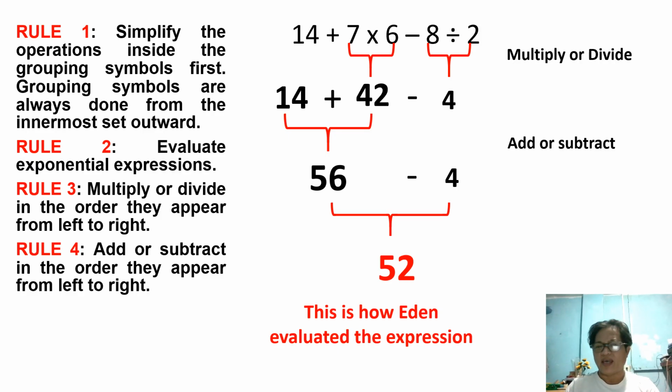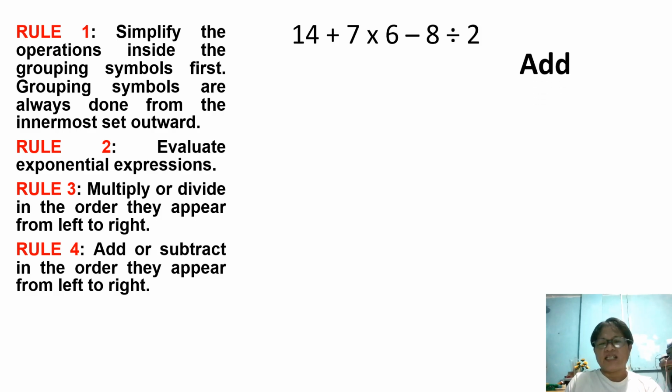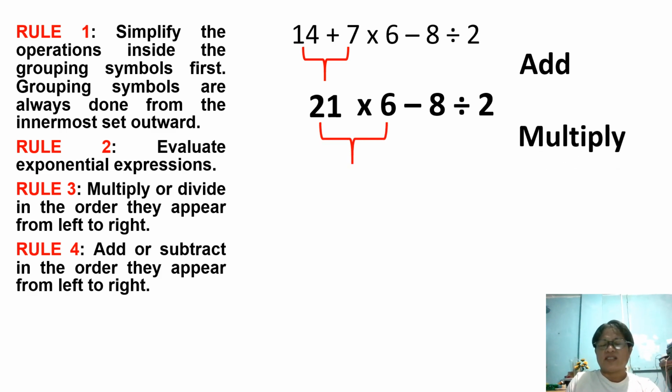Okay? Let us try to find out how Hazel solved the same expression. That is 14 plus 7 times 6 minus 8 divided by 2. What she did was, first she added 14 plus 7, which is equal to 21, and brought down the remaining expressions. Next, she multiplied 21 times 6, which is equal to 126, and just also brought down minus 8 divided by 2.